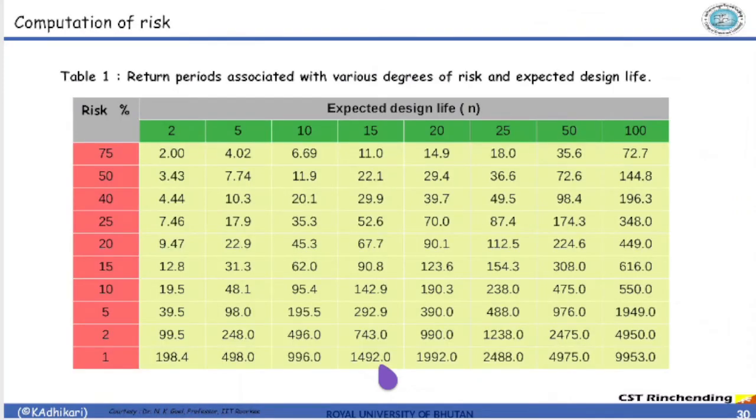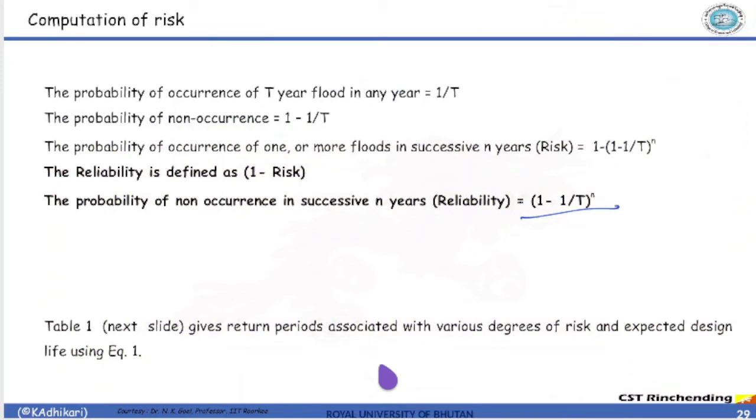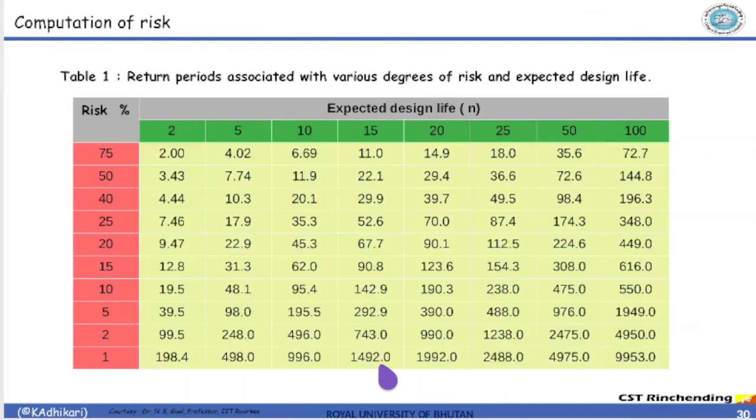Now, of course, the equation is already provided to you. You can also tabulate these values for quick access, okay? Let me explain this with the help of a table. In the green column, it is given the expected design life of any structure. In this column, it is given the risk factor.